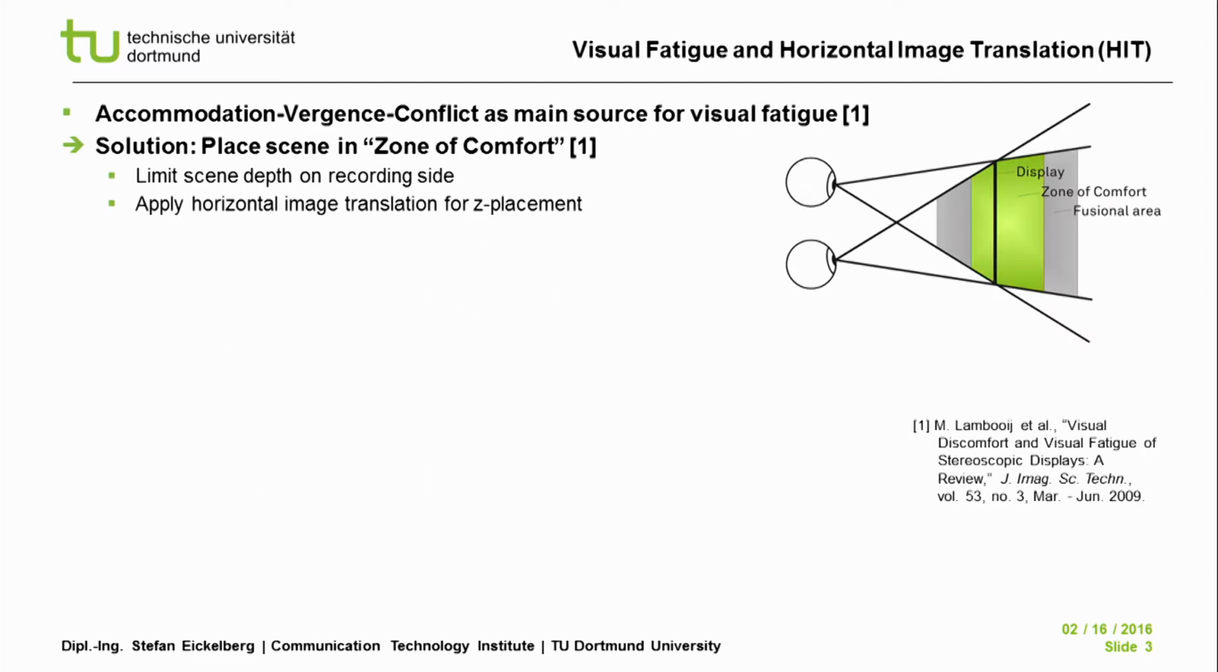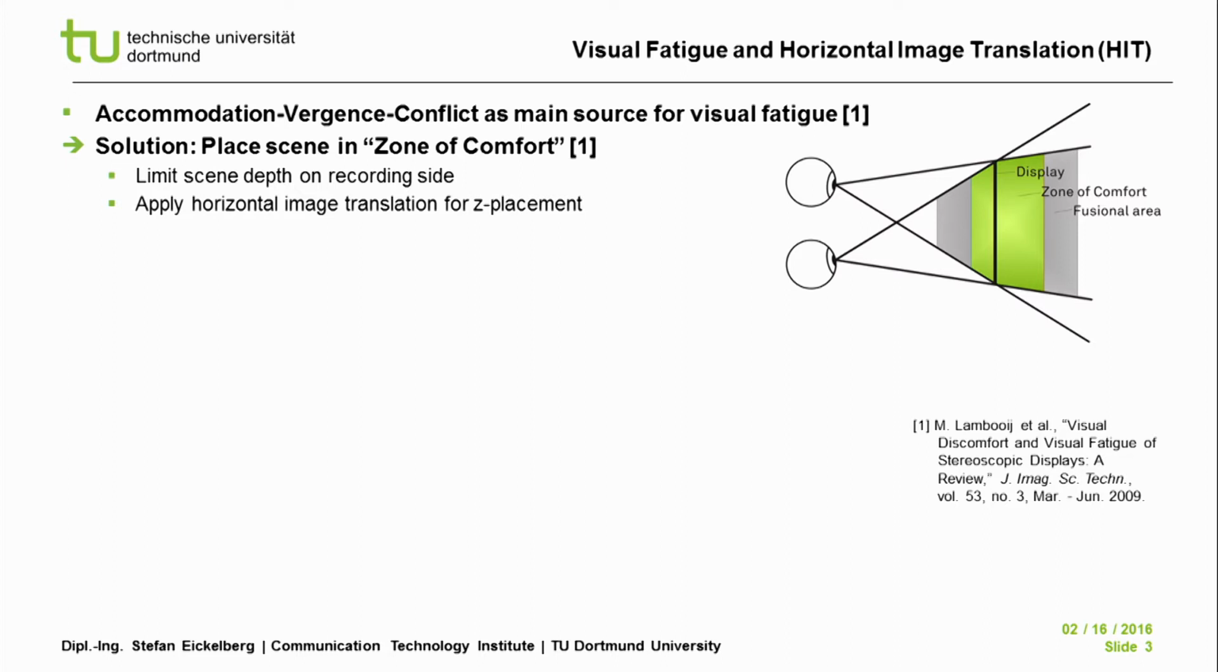So we've already heard a lot about this accommodation vergence conflict. It is known to be the main source of visual fatigue in stereo 3D. And the solution is generally to place the whole scene in a zone of comfort. And this is done in two steps. On the one hand, limiting the scene depth on the recording side of things. And the second step is the horizontal image translation, to place it in the Z direction.